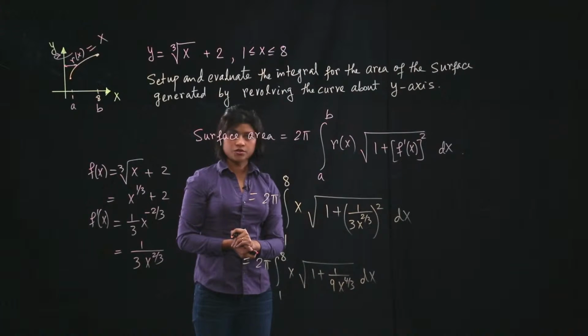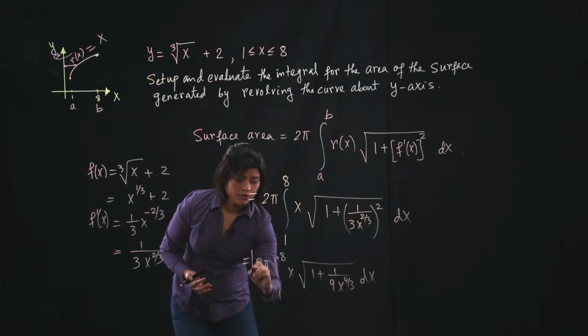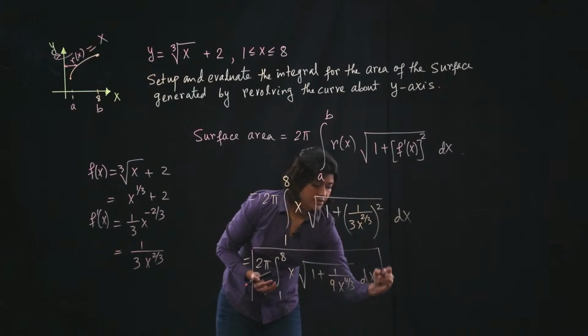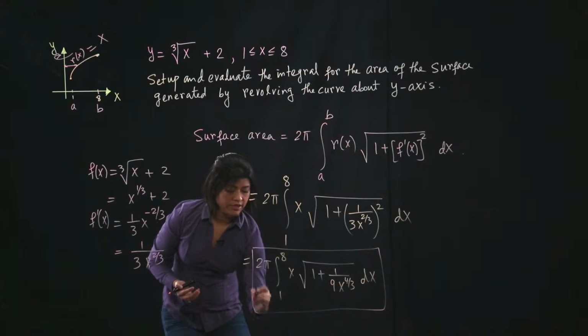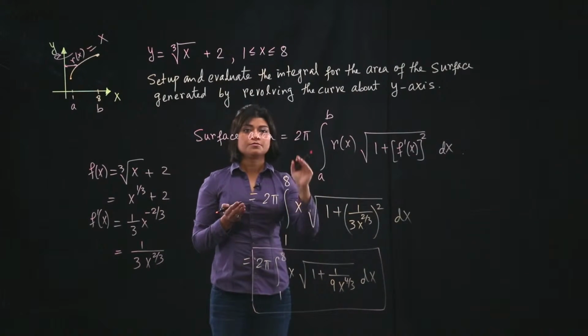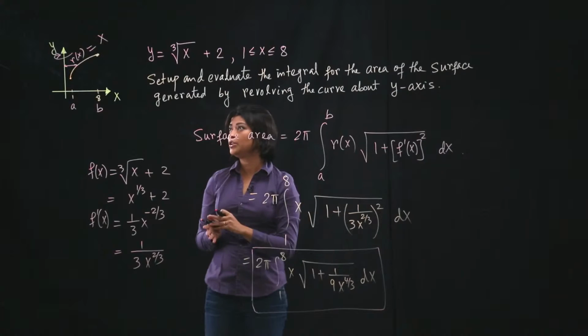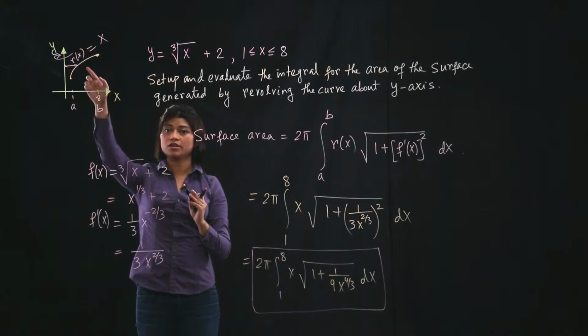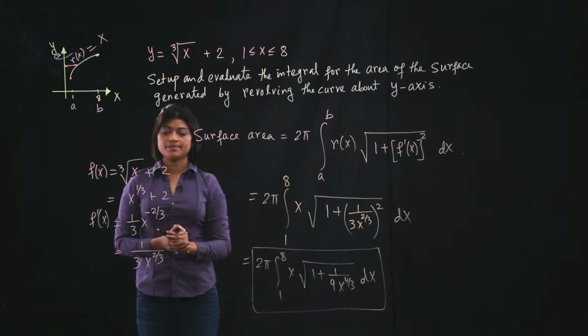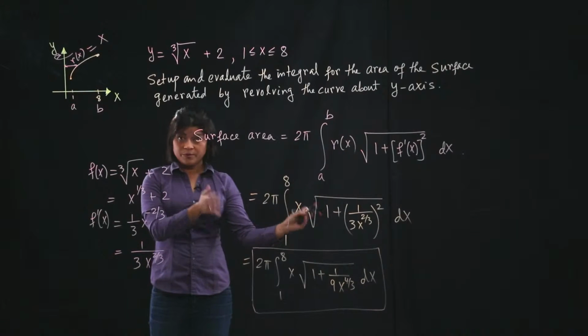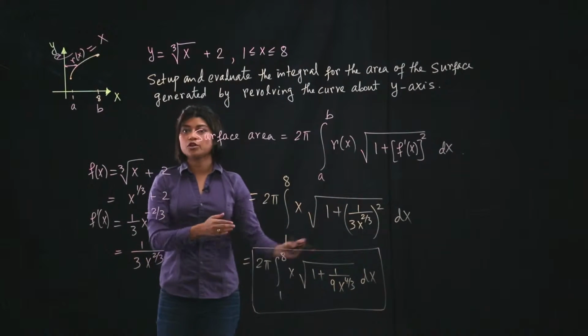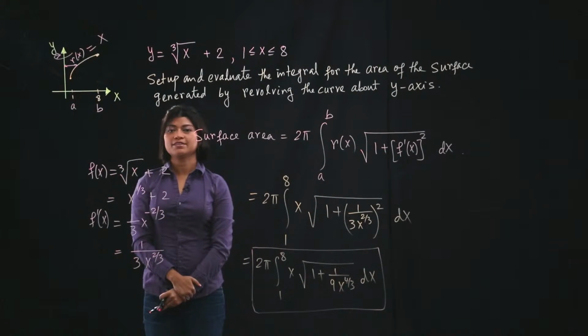So this is the definite integral that we can use to figure out the surface area when you are revolving this curve about the y-axis. Now, let me erase the board and then we will solve this integral and actually find the surface area.